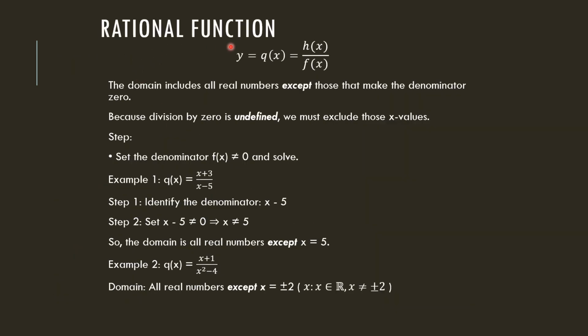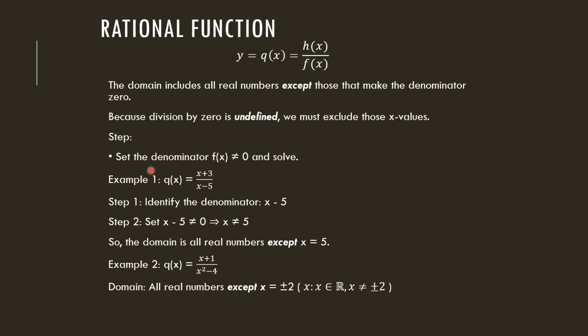We can also talk about a rational function, which is in the form of a fraction where the numerator is a polynomial function and the denominator is also a polynomial function. The domain includes all real numbers except those that make the denominator 0, because division by 0 is undefined. We have to know that. We must exclude those x values that will put the function into an error. So when we want to find the domain of a rational function, we set the denominator to be not equal to 0 and solve.